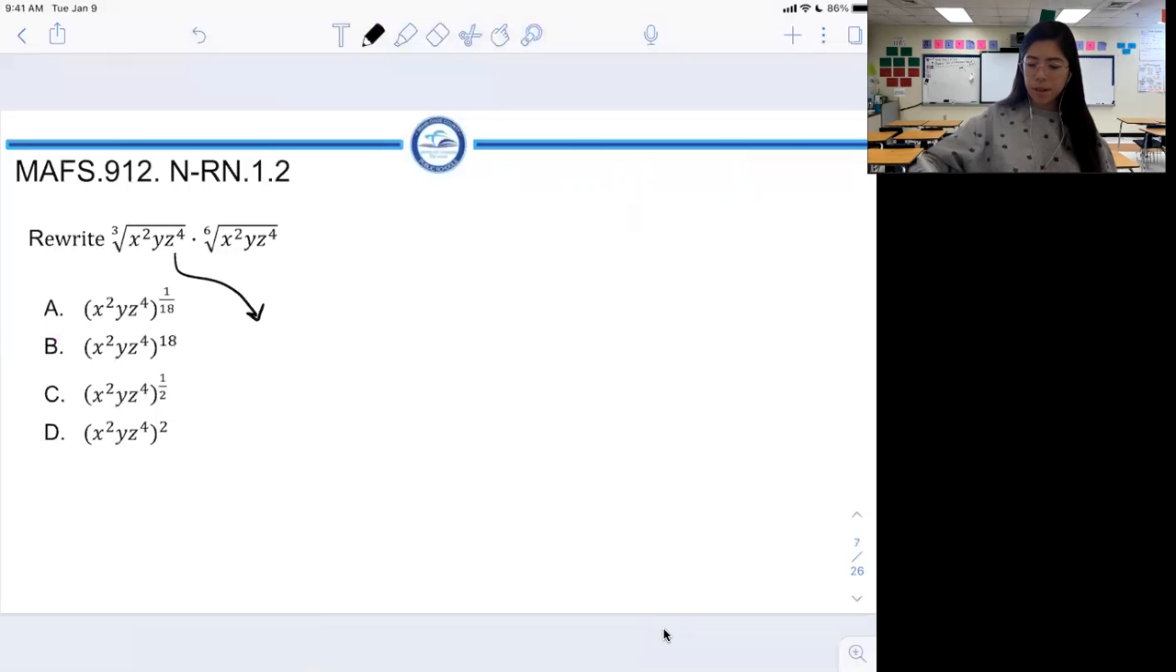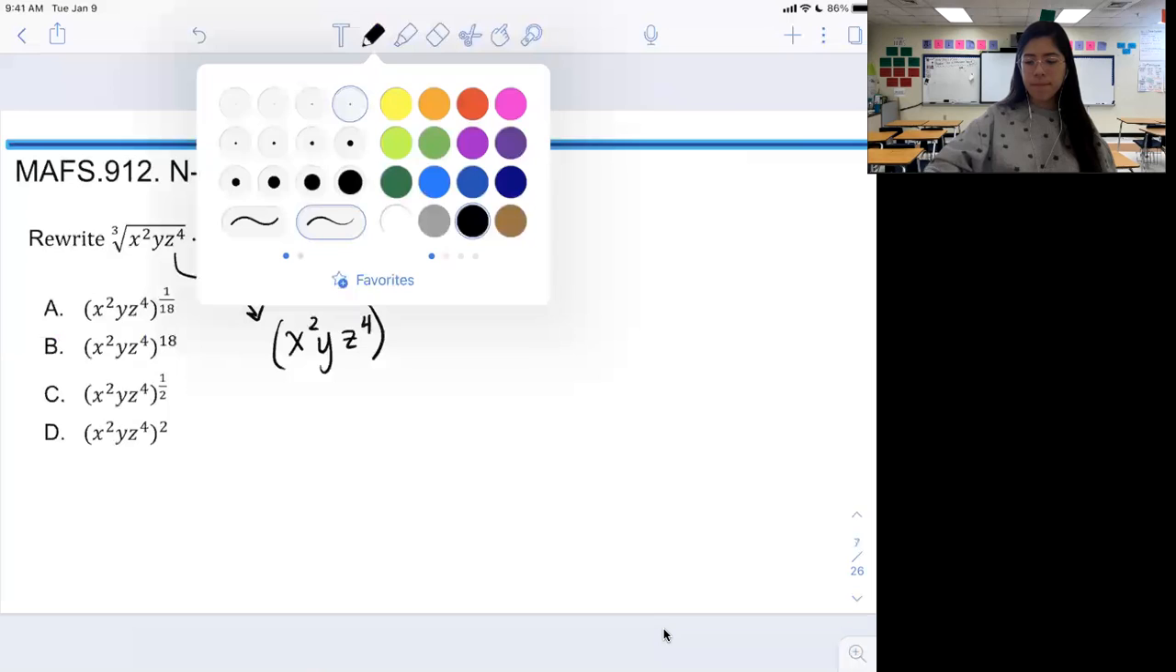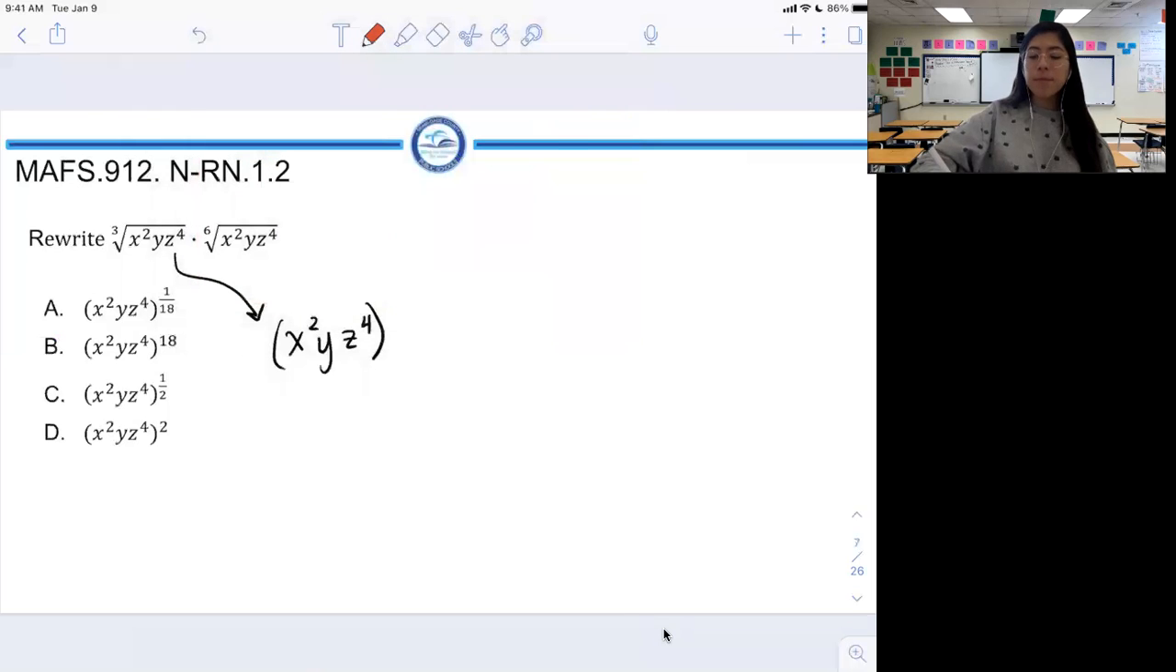So here I have x squared y z to the power of 4. And if I want to turn that radical into an exponent, what would that exponent be? 1/3. 1/3, good, because I have 3 on the outside, it's going underneath, so it's 1/3. Good. Let's do the same thing with the other one.